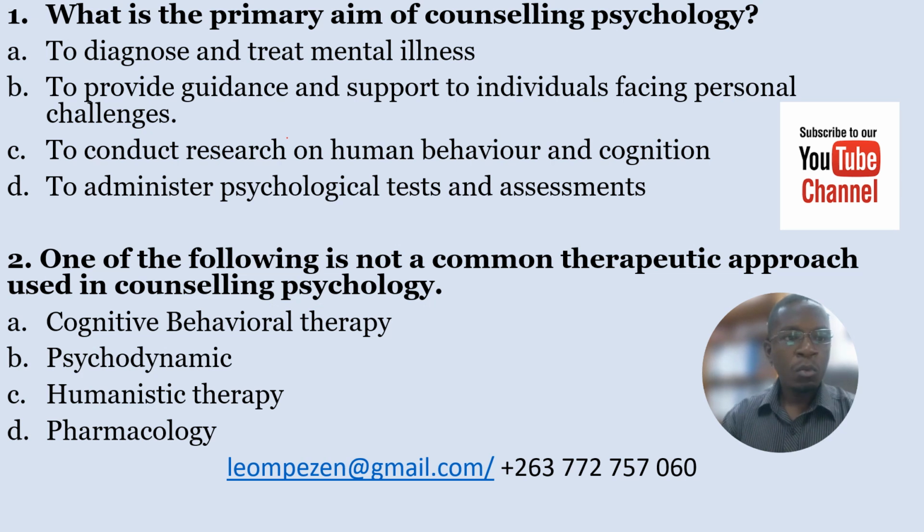Number 1, what is the primary aim of counseling psychology? A, to diagnose and treat mental illnesses. B, to provide guidance and support to individuals facing personal challenges. C, to conduct research on human behavior and cognition. D, to administer psychological tests and assessments. What is the primary aim of counseling psychology? When you look at the four options, you realize that the correct answer is B, which is to provide guidance and support to individuals facing personal challenges.